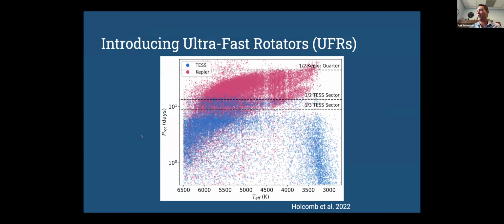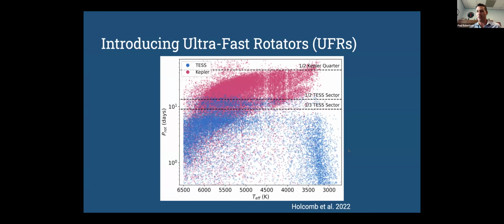So, not to terrify everybody too much with stellar rotation periods, I will highlight one potential place where stellar rotation might help us. This is with the ultra-fast rotators. So this is a population of stars that have rotation periods less than a day. It's a distinct cluster. I don't know if people can see my cursor, but these here are rotation periods from Kepler in pink, TESS in blue. There's a distinct cluster of M dwarfs that have this very rapid rotation.